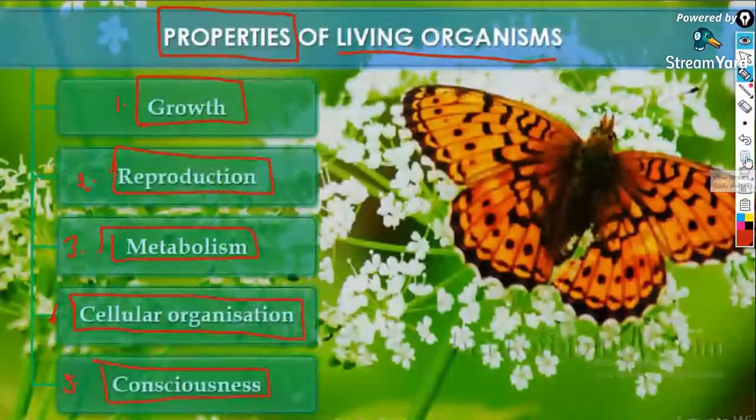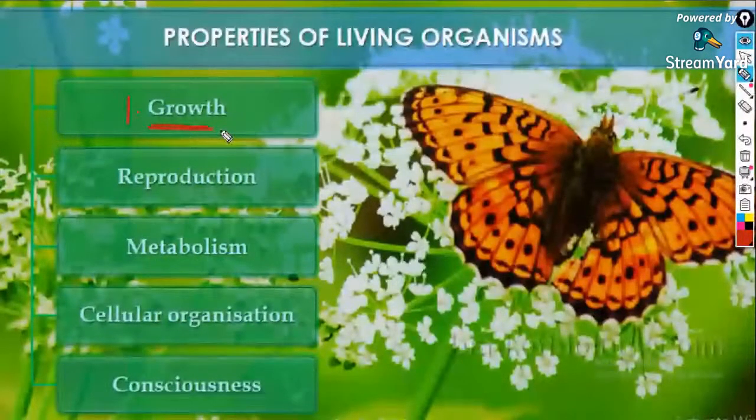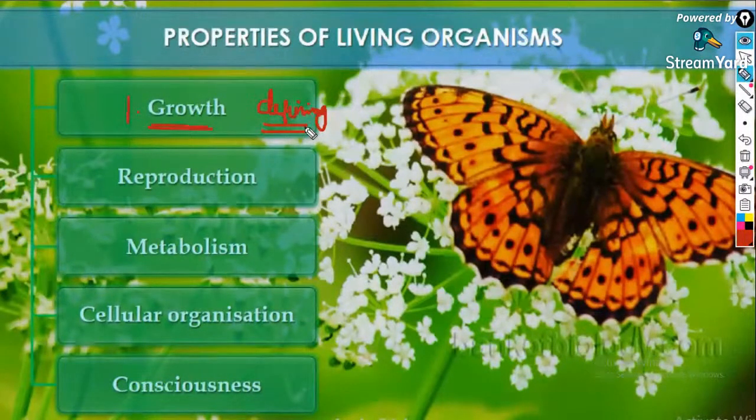So the first one is growth. I'll be giving a brief account here itself. Attributes are also properties; the attributes of a living organism are similar to properties. The simple meaning is: what are the major characteristics for us to consider a thing living or not? Tell me on the chat box whether growth can be considered a defining property of living organisms or not. Can growth be seen only in living organisms, or in non-living things also?